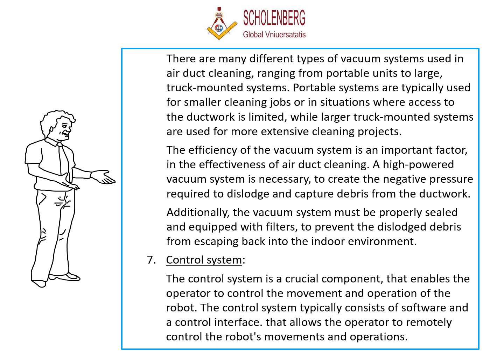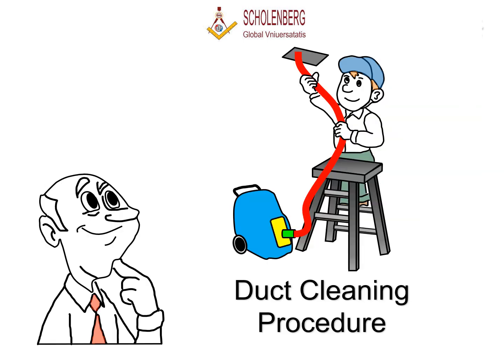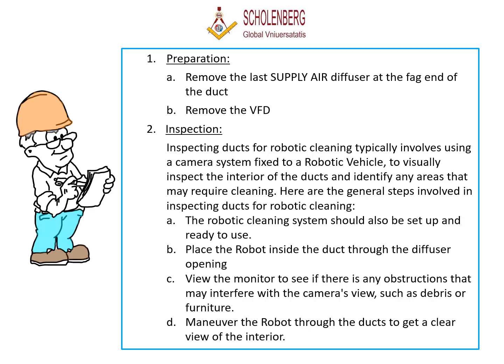7. Control system. The control system is a crucial component that enables the operator to control the movement and operation of the robot. The control system typically consists of software and a control interface that allows the operator to remotely control the robot's movements and operations. Duct cleaning procedure. 1. Preparation. A. Remove the last supply air diffuser at the fag end of the duct. B. Remove the VFD.